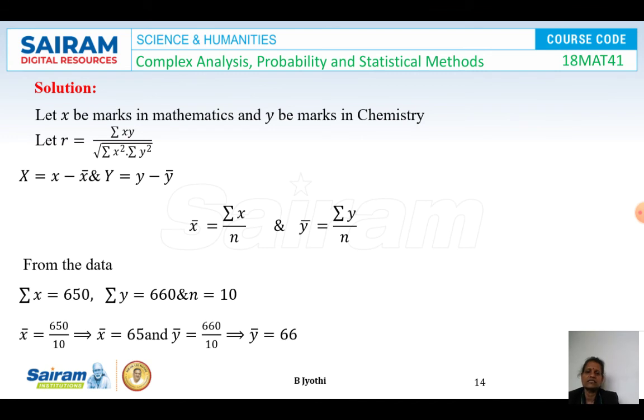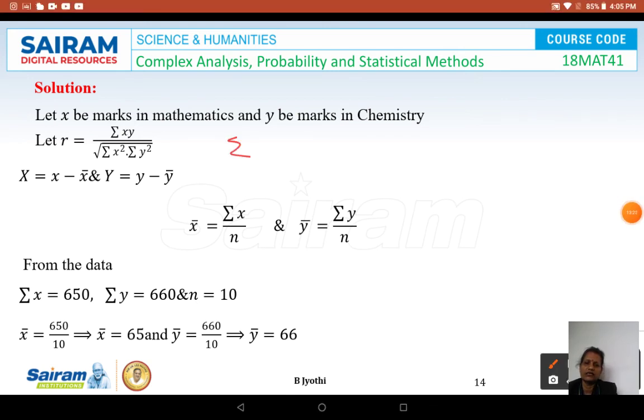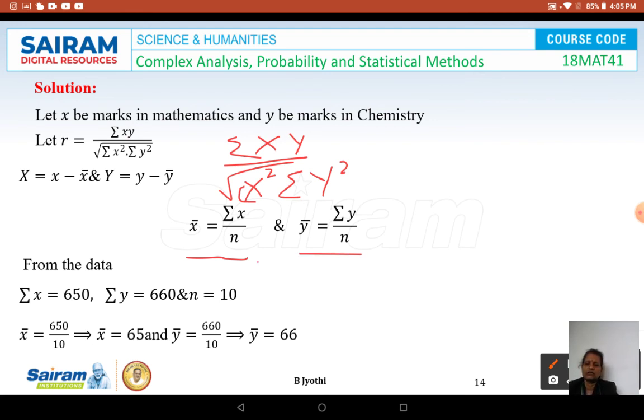So x is the marks in mathematics and y is the marks in chemistry. So r will be the summation of capital XY, as I told you already, sigma of capital XY divided by root of sigma x square into sigma y square. So what is x bar? X bar is sigma x by n, and y bar is sigma y by n. Summation x is 650, summation y is 660 and n value is 10. Therefore, x bar is 65 and y bar is 66.